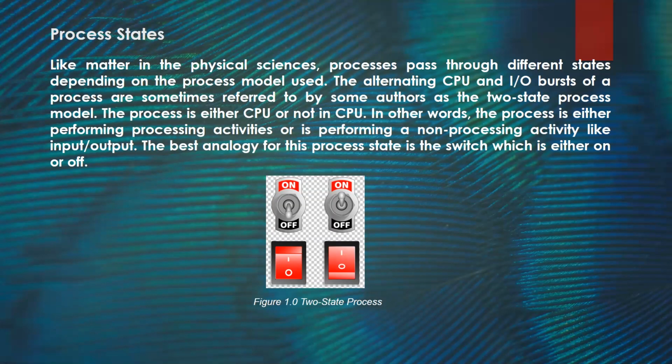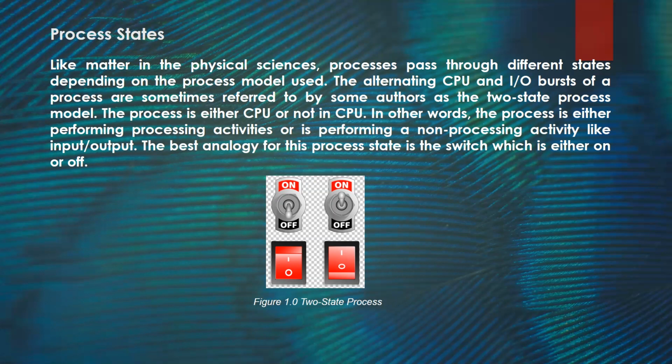Process states. When we say process states, like matter in the physical sciences, processes pass through different states depending on the process model used. The alternating CPU and I/O burst of a process are sometimes referred to by some authors as the two-state process model. The process is either in CPU or not in CPU. In other words, the process is either performing processing activities or is performing a non-processing activity like input-output. The best analogy for this process state is the switch, which is either on or off.